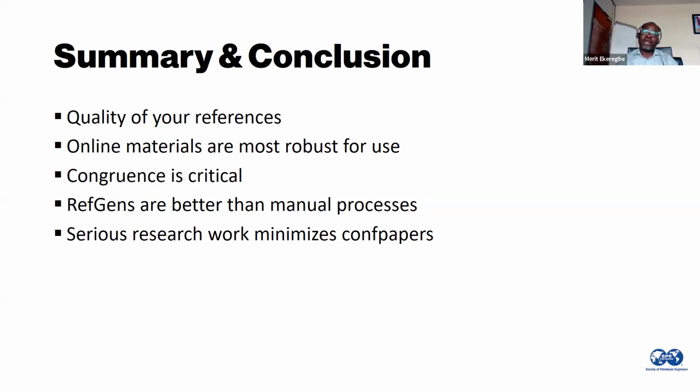When we mean congruence, we are talking about the criticality of avoiding clashes. So you cannot do reference listing using Chicago, whereas when you go to in-text citation, you are using Vancouver or MLA. You only encounter that challenge if you are referencing manually. So reference generators are better than manual processes. It makes your life easy.